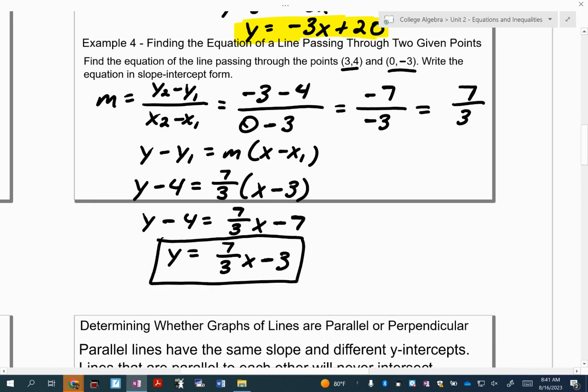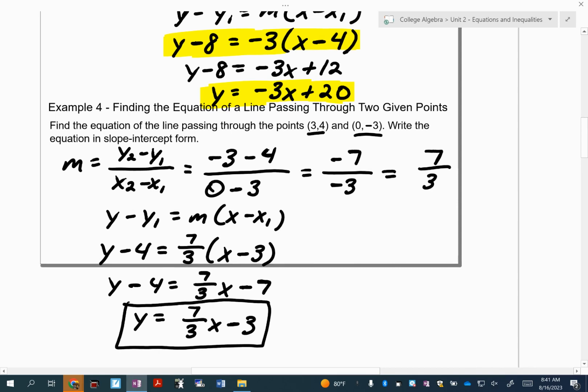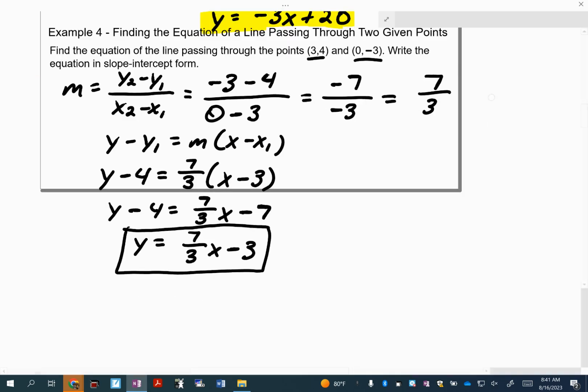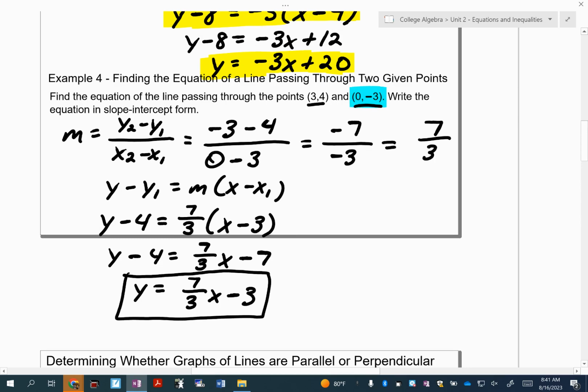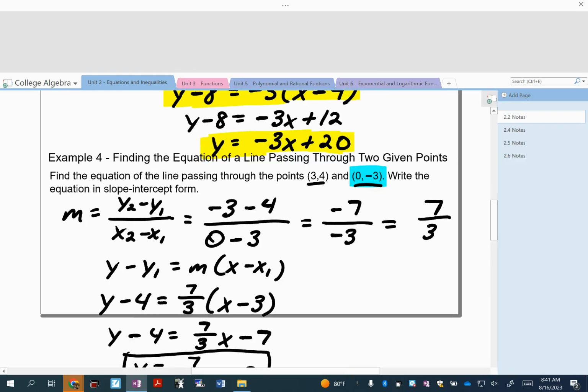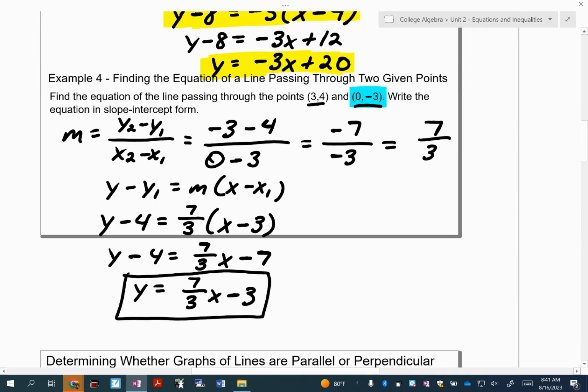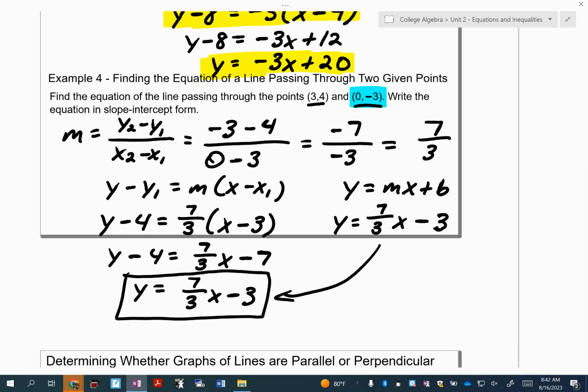Now one thing you may have noticed as I was doing this, and if you were shouting at the screen, I apologize, is that the other point that I did not choose is (0, negative 3). That actually is the y-intercept. So all this work that I did after finding the slope, you didn't actually need to do. We could have gone straight to y equals mx plus b and just plugged in 7/3 for m, and the y-intercept is (0, negative 3), so I just plug in negative 3. You'll see the answer is the same, but the work is a lot less. So just one of those things to be aware of, and be on the lookout if one of your points happens to be the y-intercept. All right, so that's it for part 1.